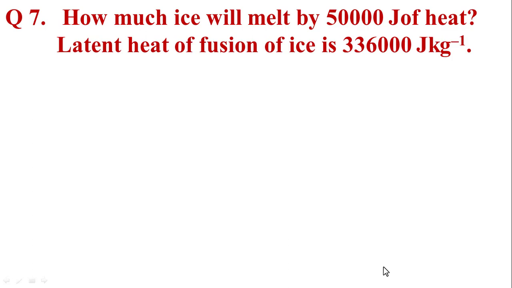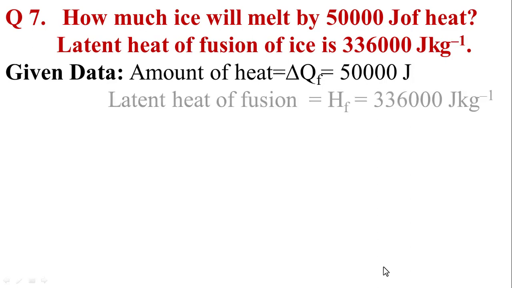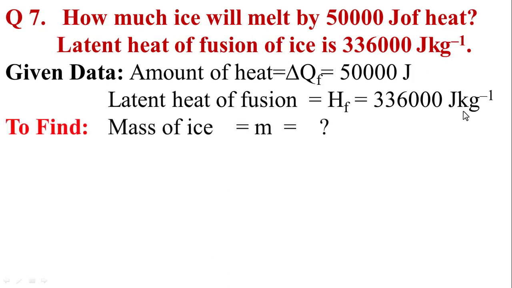In numerical problem 7, how much ice will melt by 50,000 joule of heat? Latent heat of fusion of ice is 33,600 joule per kg. Now, first of all, write the given data. Amount of heat delta QF is equal to 50,000 joule and latent heat of fusion HF is equal to 33,600 joule per kg. Now we can find the mass of ice M is equal to question mark.